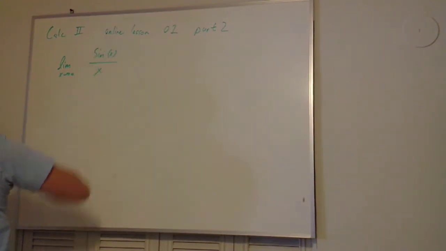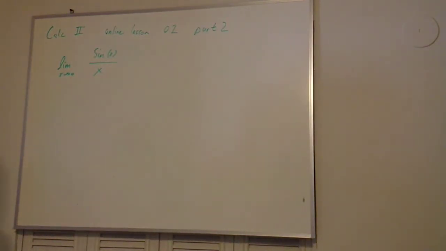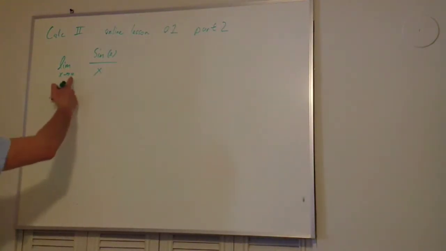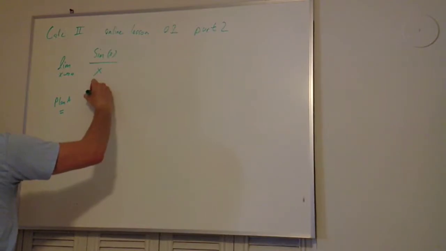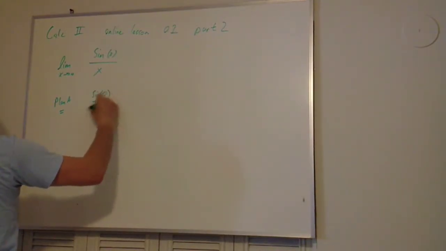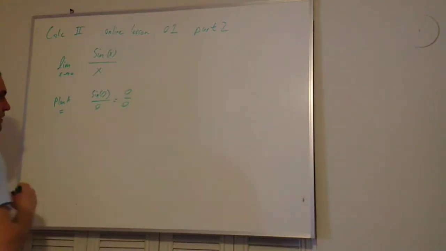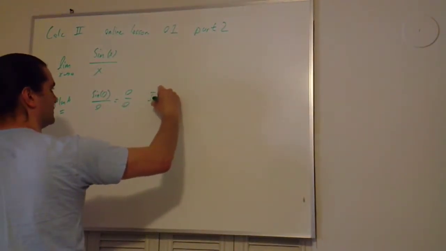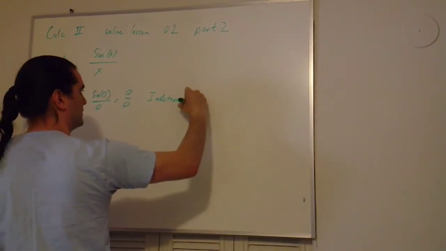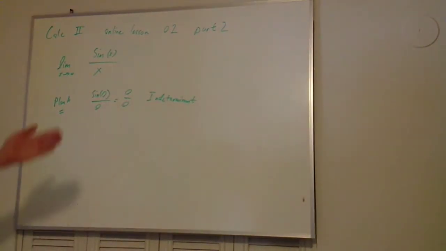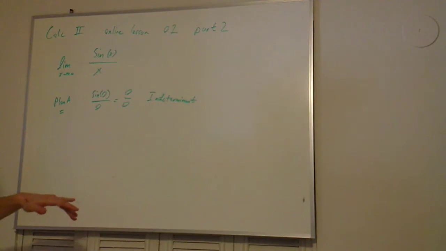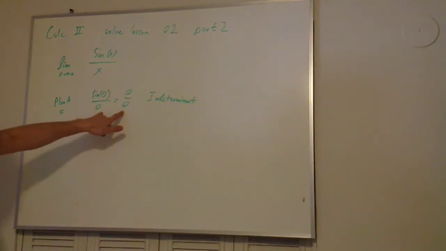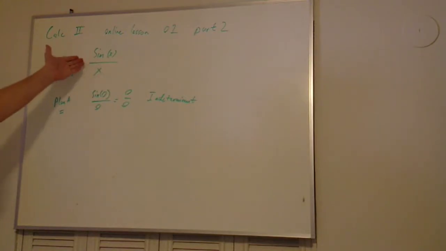sine x over x. As with all limits, we should start this thing with plan A. If you plug in 0, you get sine of 0 over 0, which is 0 over 0, which is indeterminate. Because this result is indeterminate from plan A, that lets us use L'Hopital's for plan B, which is a good thing because without L'Hopital's there is no plan B here.